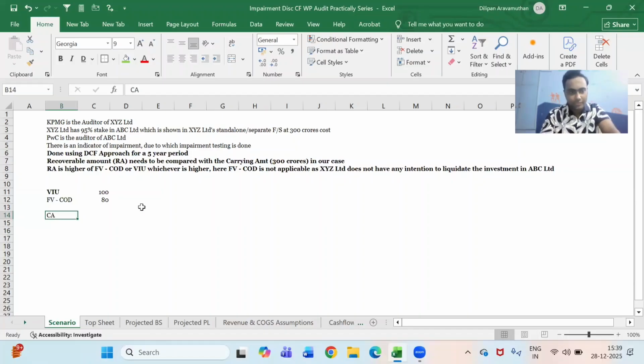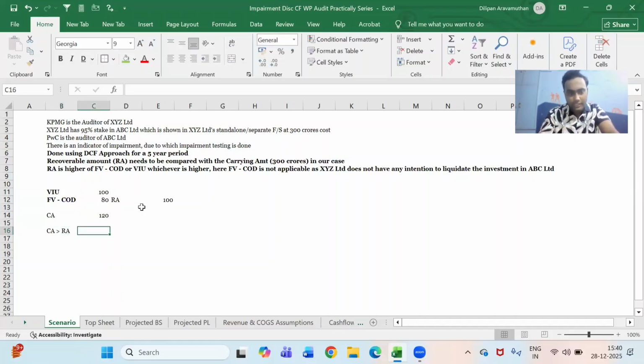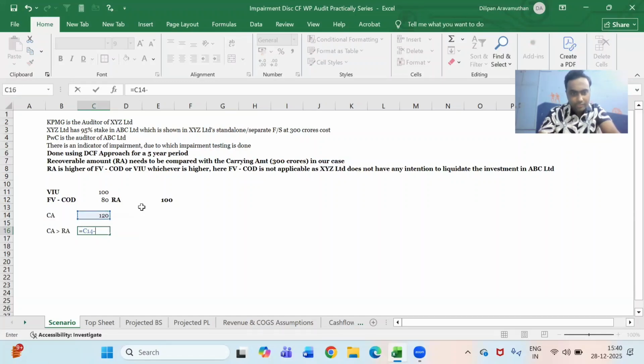So carrying amount, if I have to give you a perspective, let's say the carrying amount comes to something like 120. Here the recoverable amount would be 100, because in this case value in use is more than the fair value less cost of disposal. Since the carrying amount of 120 is greater than the recoverable amount, the asset is not worth 120. The asset is only worth 100 because the recoverable amount is only 100. So the impairment charge that would be required is 120 minus 100, which is 20.